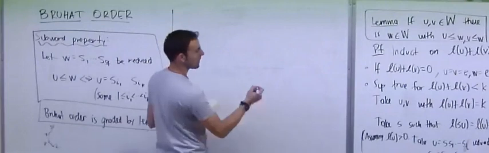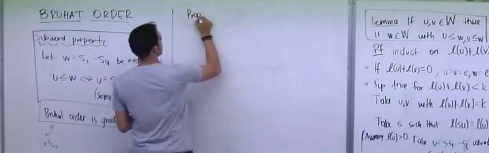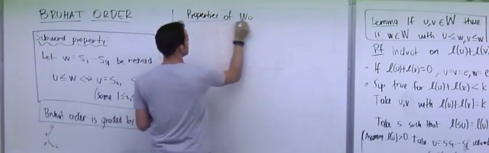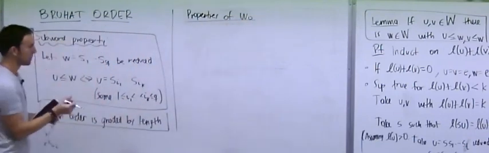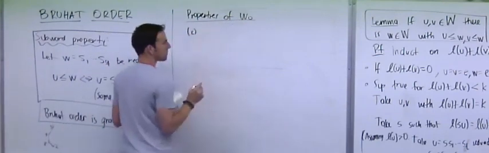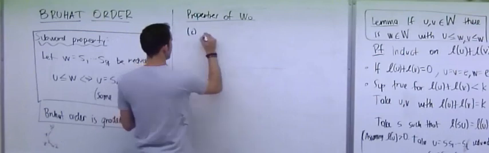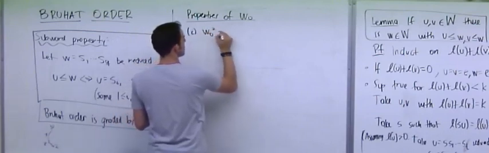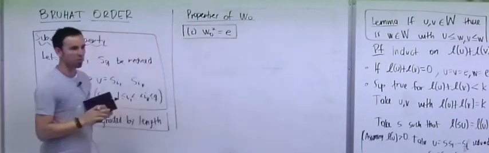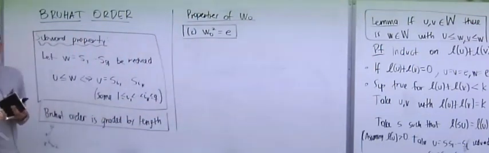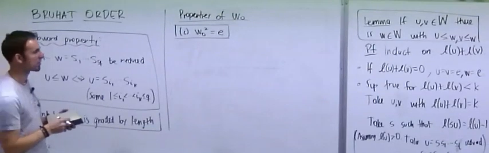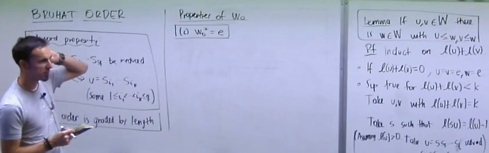So now what I would like to do is prove some properties of this W naught. For example, here's a property. W naught squared is the identity. Now this should seem very mysterious to you. I find it very mysterious initially.